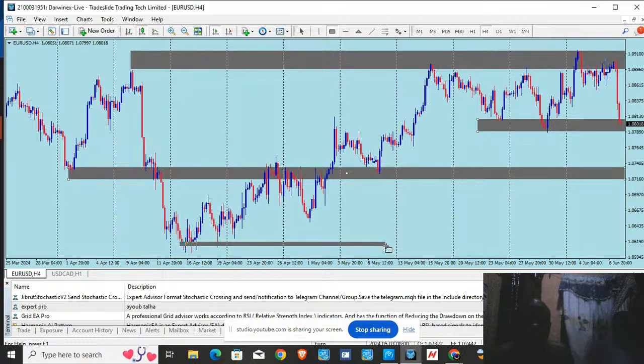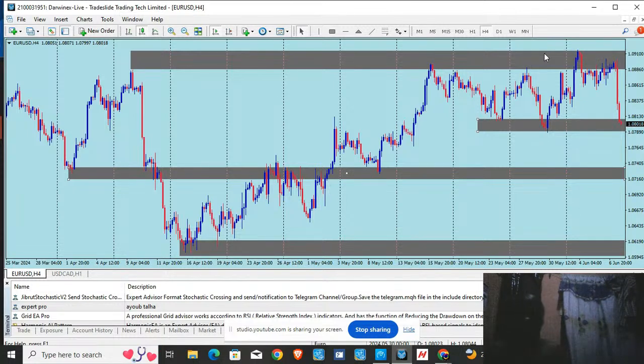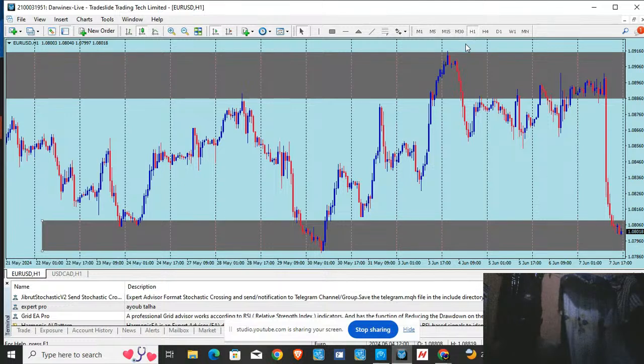So this is how to trade. You trade from important zones. You don't just enter your trade in the middle of nowhere. So let us check our 1 hour to find out what is happening there.